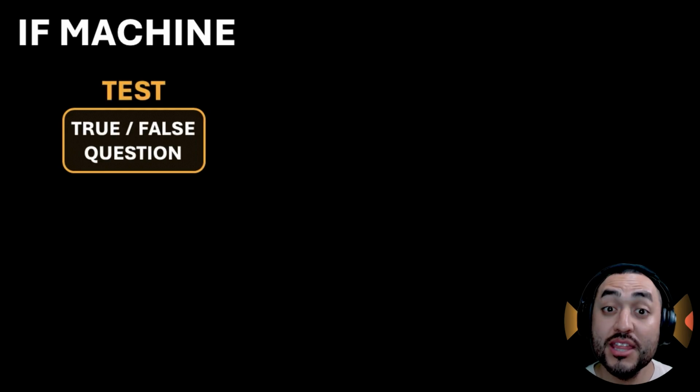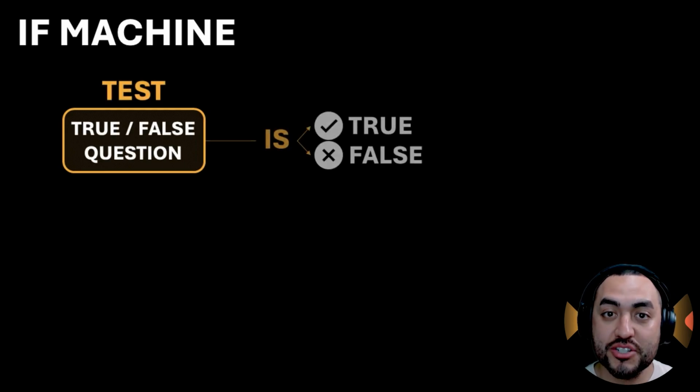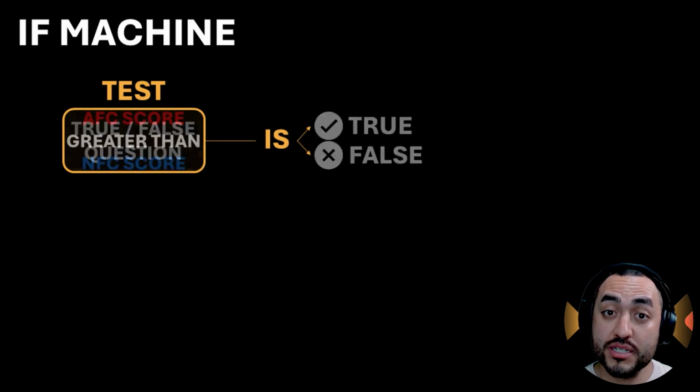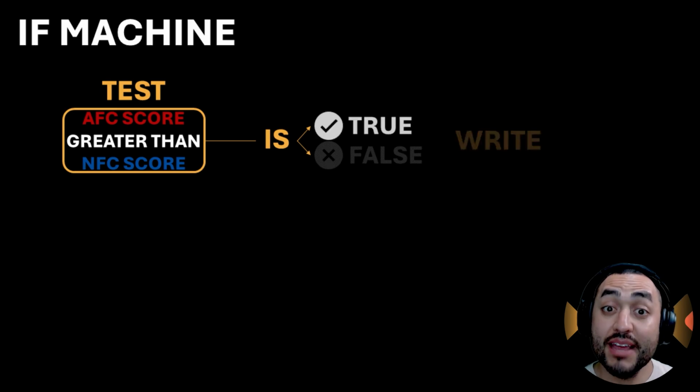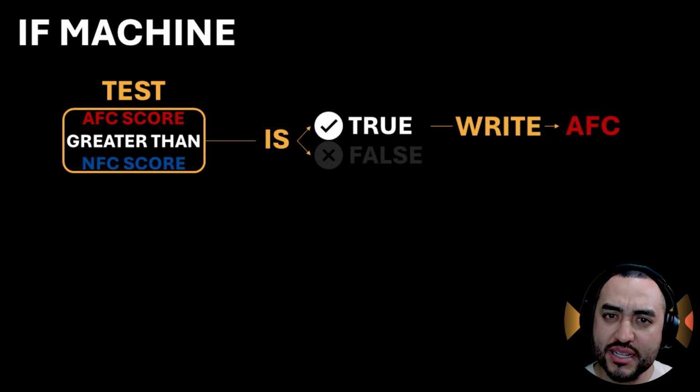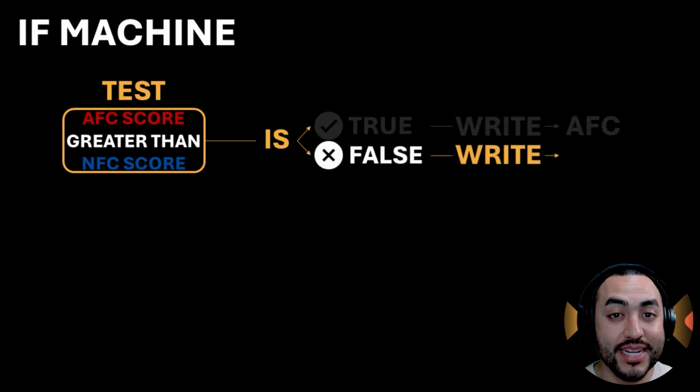Call it a test. The machine's job is to figure out the answer to that true-false question. Here's a true-false question. AFC score is greater than NFC score. The machine's job is to determine whether the answer to that question is true or false. Second, have the machine write something specific. What I want it to write will depend on the answer in the first part. If true, meaning the AFC had more points than the NFC, then write AFC. If false, meaning AFC did not have a higher score than the NFC, write NFC.